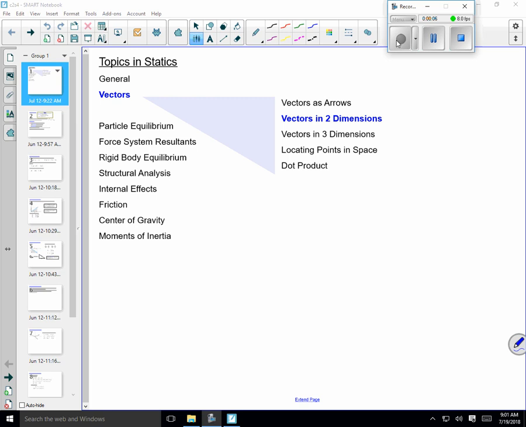Today we're going to talk about vectors in 2 dimensions. We're going to get into the nitty-gritty of how to deal with vectors on an everyday calculational basis. In order to make it simpler, we're going to just deal with it in 2 dimensions to begin with. So let's jump right in.